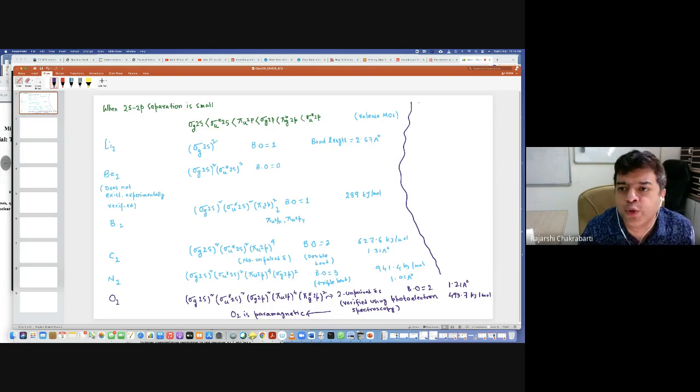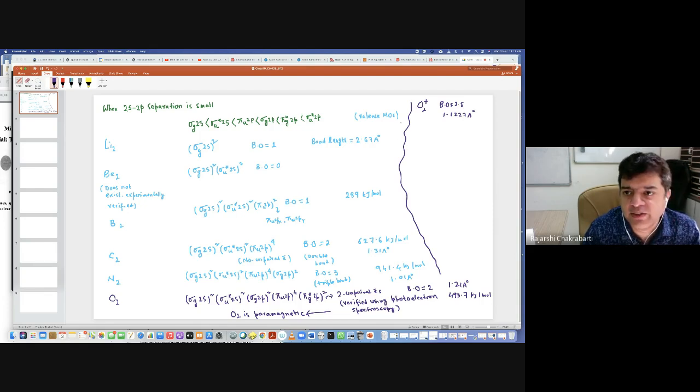If I go to O2 plus, O2 plus means you remove the electron from the antibonding pi star g orbital. Then the bond order will increase. If you calculate the bond order, it will be 2.5. I can tell you the bond length is 1.1227 angstrom.